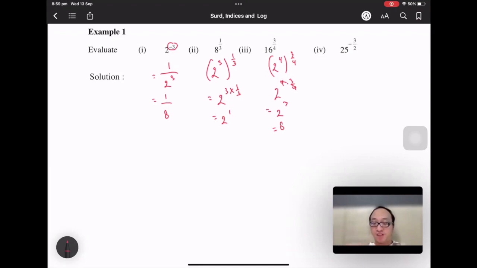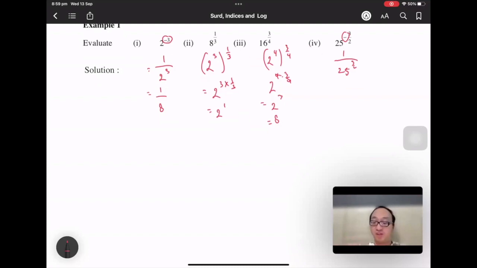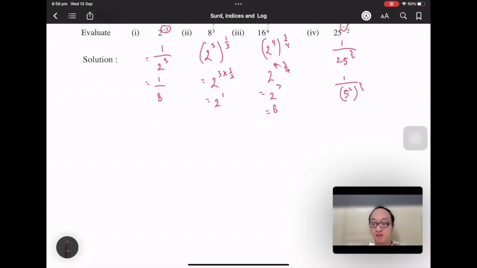And the last one, 25 to the power of negative 3 over 2. Negative means reciprocal. So it's 1 over 25 to the power of 3 over 2. And then we can change the 25 into 5 squared, to the power of 3 over 2. And then we can combine, multiply the power. So it's 5 to the power of 3. 1 over 125.